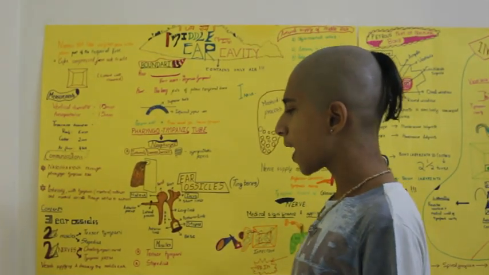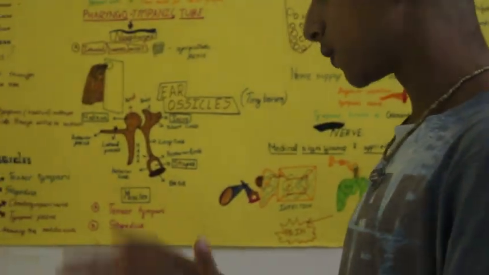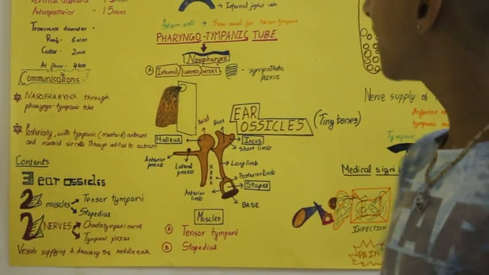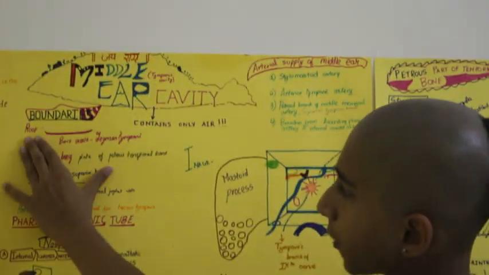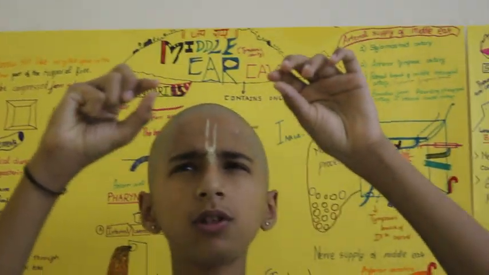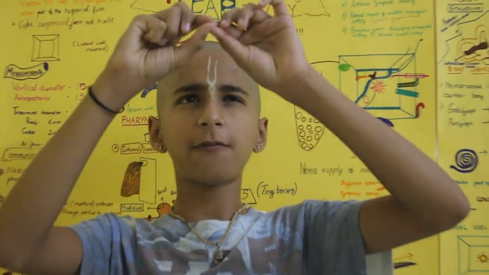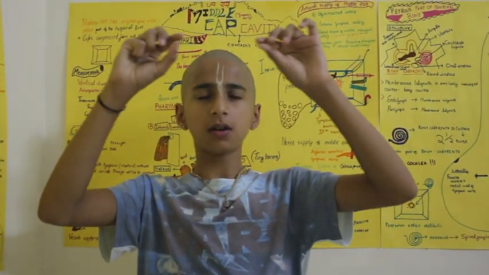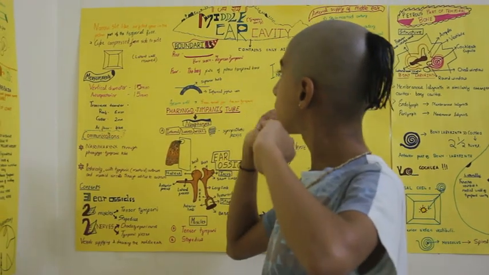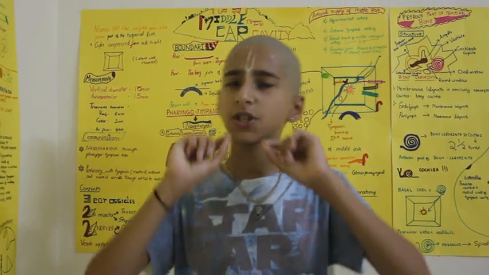And vessels supplying and draining the middle ear are also present. There are various blood vessels present, draining and supplying the middle ear. And the boundaries: the roof boundary is created by a very tiny, thin bony sheath called the tegmen tympani. And we have the floor, a thin bony plate of petrous temporal bone.